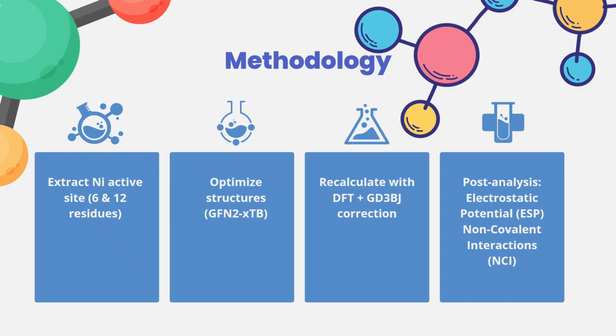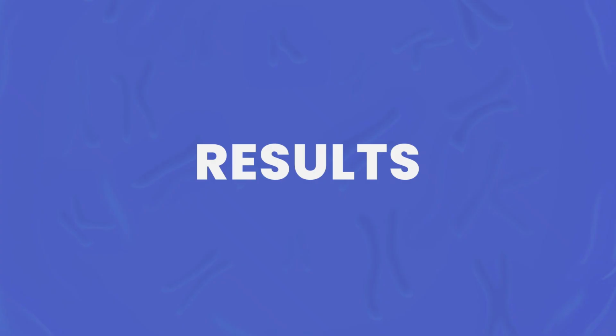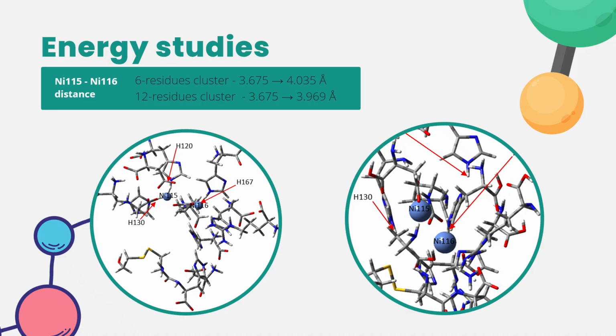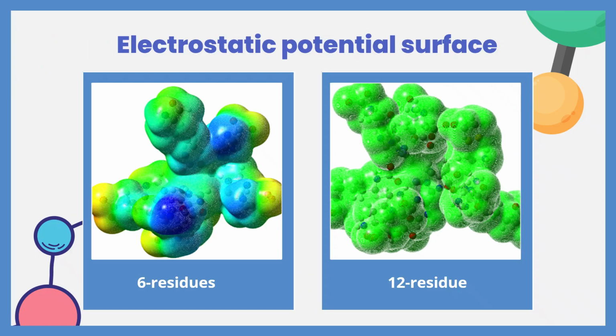Let's look at the results. For the nickel-nickel distance, in the 6 residue cluster, the distance expanded from 3.675 to 4.035 angstroms. In the 12 residue cluster, it only expanded slightly to 3.969 angstroms. This shows that including more residues preserves a geometry closer to the native structure, whereas smaller clusters exaggerate flexibility and destabilization. Electrostatic potential, or ESP, surfaces tell us about charge distribution.